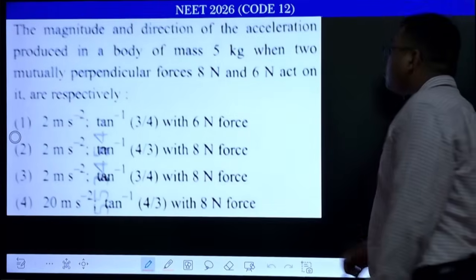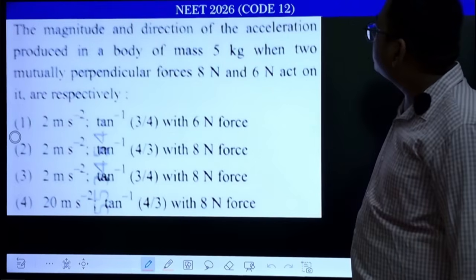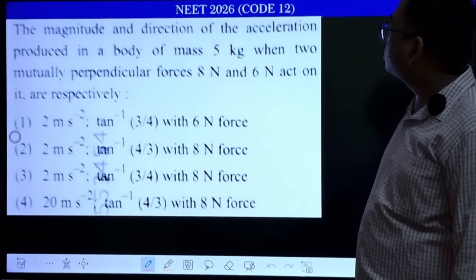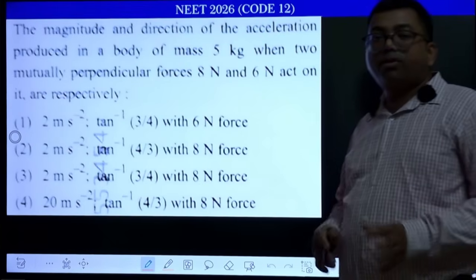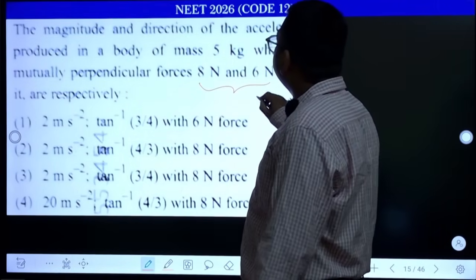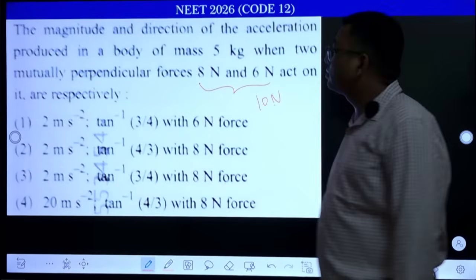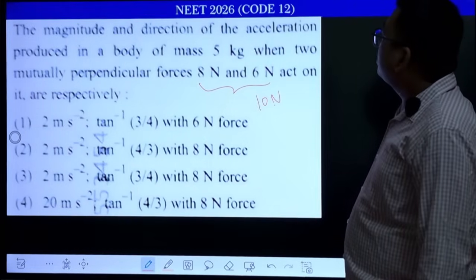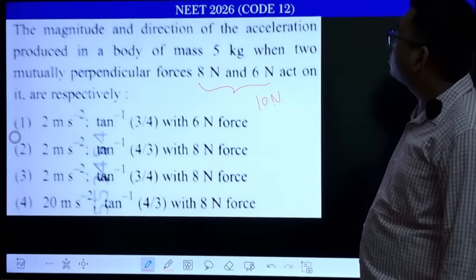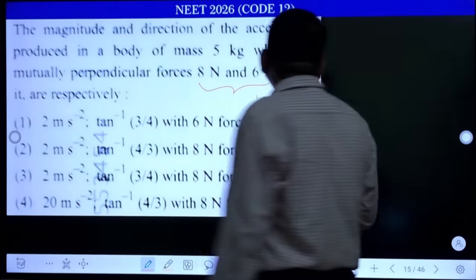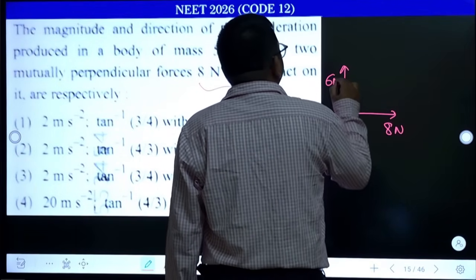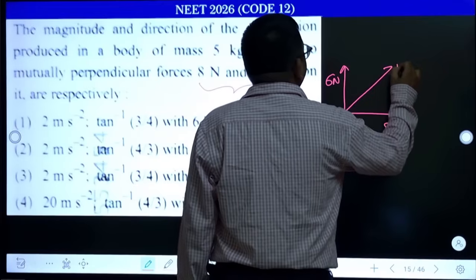Let us move to the next question. Magnitude and direction of acceleration produced in a body of mass 5 kg when two mutually perpendicular forces act on it. So two perpendicular forces are acting, 8 and 6, that you already know. Its resultant will be 10 Newton. Suppose this force is 8 Newton and this force is 6 Newton, and you will be getting a force of 10 Newton.